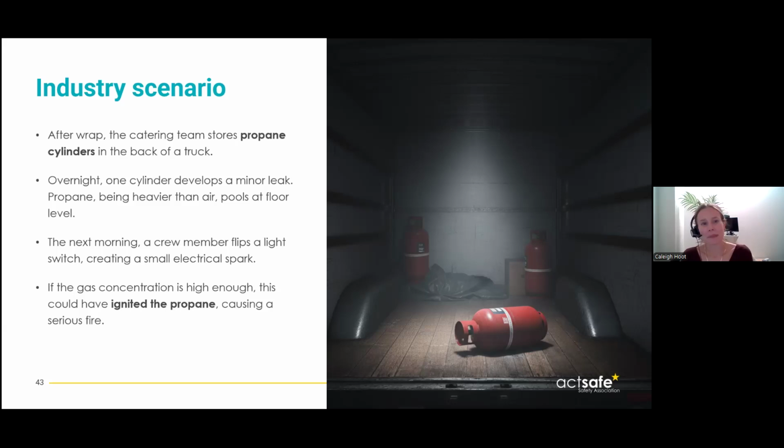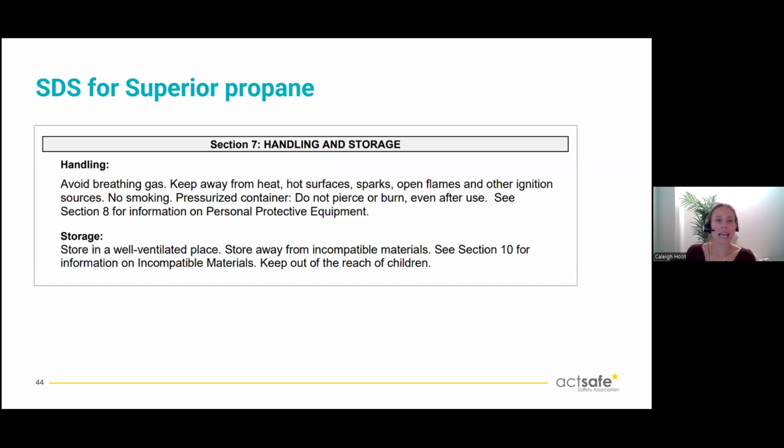So after wrap, the catering team stores a propane cylinder in the back of a truck. Overnight, one cylinder develops a minor leak. Propane being heavier than air, it's going to pool on the floor level. The next morning, the crew member flips the light switch on, creating a small electrical spark. If the gas concentration is high enough in this scenario, this could ignite the propane, causing a very serious fire. Very scary because we use propane a lot, right? So let's take a look at the SDS for propane for Section 7.